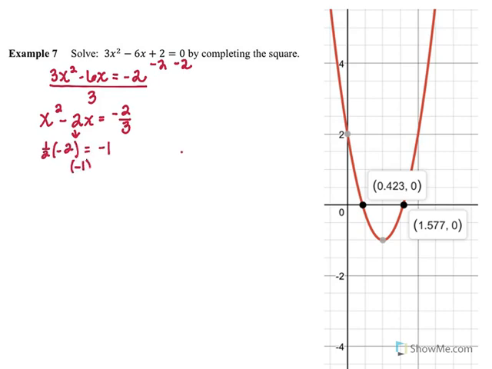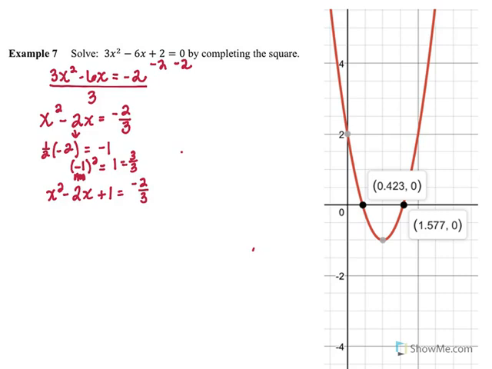And then I want to take negative 1 and square it. I'm going to highlight this because this is going to be helpful when I factor. And negative 1 times negative 1 is positive 1. Note that positive 1 is the same as 3/3, right? We want to add that to both sides, giving me x squared minus 2x plus 1 equals negative 2/3.